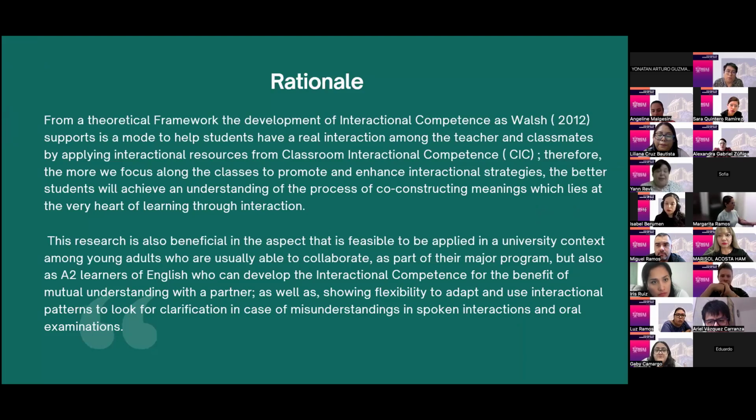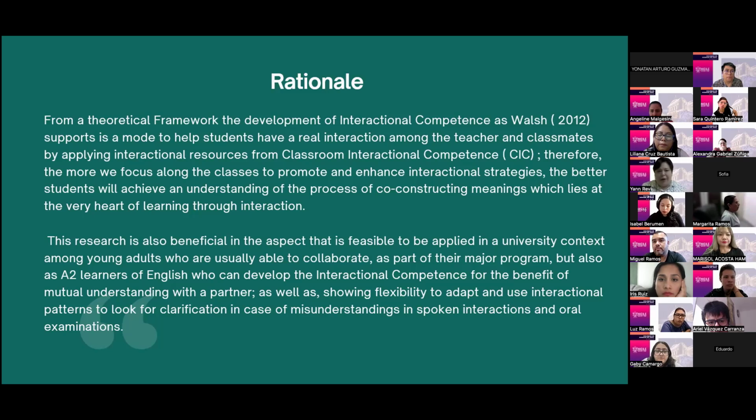Well, in this case, if I focus my rationale on a theoretical framework, I can say that, for example, number one, from a theoretical framework, the development, as I already mentioned, of interactional competence, or IC, according to Walsh, is going to help students have a real interaction with the teacher and also the classmates by applying interactional resources in the classroom.